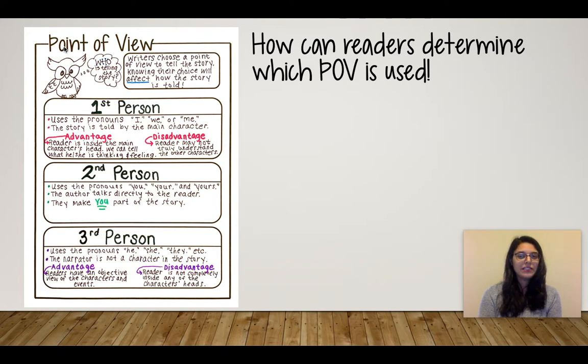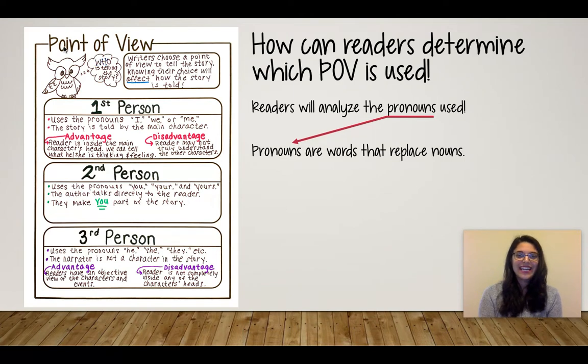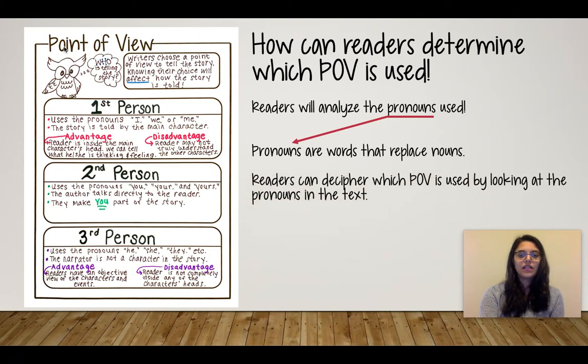How can readers determine which point of view is used? Well, readers will analyze the pronouns used. What are pronouns? Pronouns are words that replace nouns. Some examples of pronouns are he, she, it, they, them, you. All those words are pronouns. Readers can decipher which point of view is used by looking at the pronouns in the text.